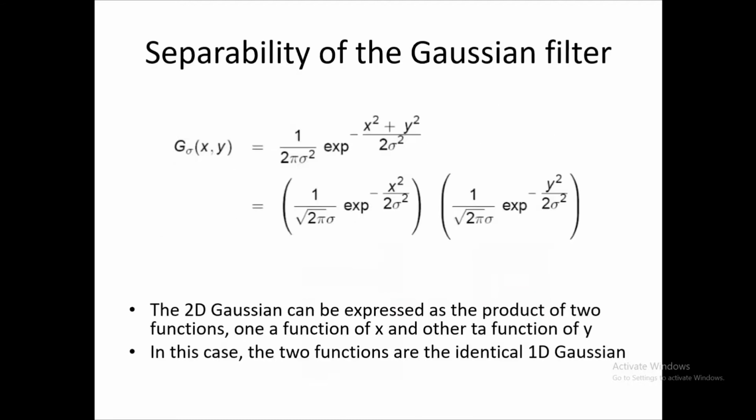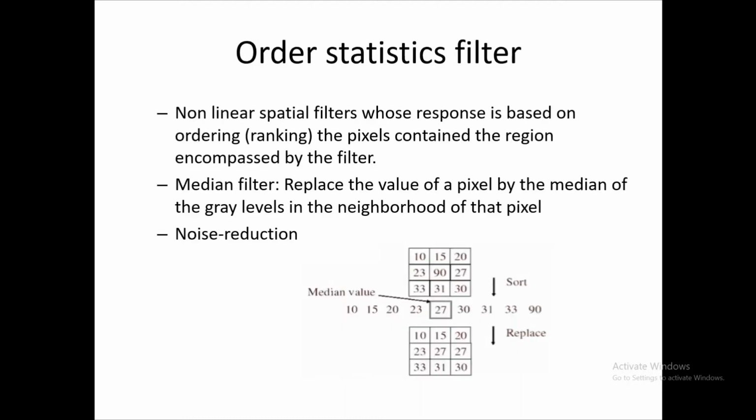Another type of filter is the order statistic filter. It's a nonlinear spatial filter whose response is based on ordering or ranking the pixel content in the region encompassed by the filter. The median filter is one example of an order statistic filter, and it replaces the value of a pixel by the median of the gray levels in the neighborhood of that pixel. It's also used for noise reduction.